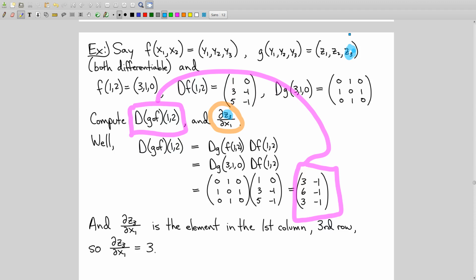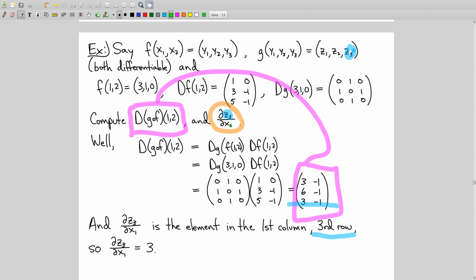Being as it is the third output variable, we are looking in the third row of that matrix. Remember, output variables correspond to rows. Is that cool? Everybody remember that? Yeah. Okay. Now, which one is it?